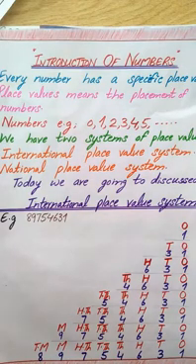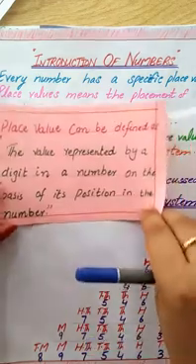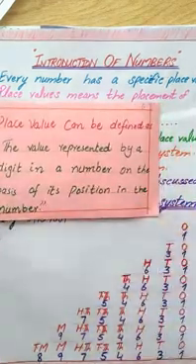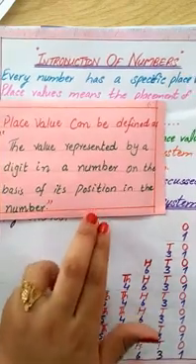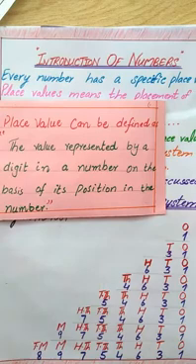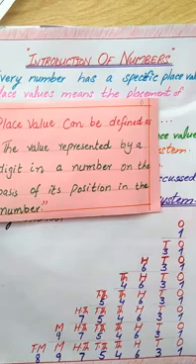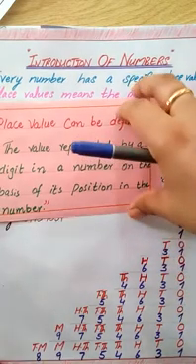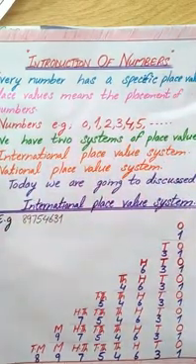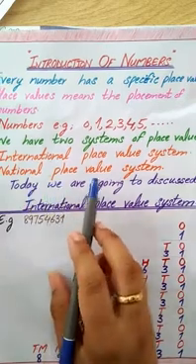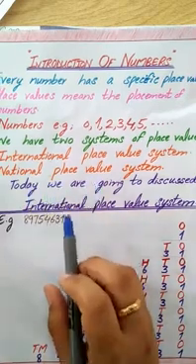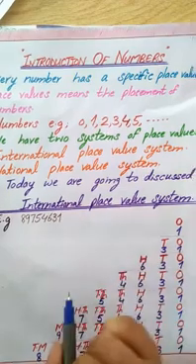Place values are the value represented by a digit in a number on the basis of its position in the number. The exact position of a digit in a number, which it represents, is called the place value. We have two systems of place values. First one is the international place value system and the second one is the national place value system. Today we're going to discuss the international place value system.